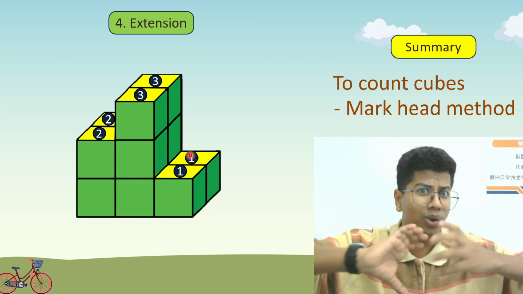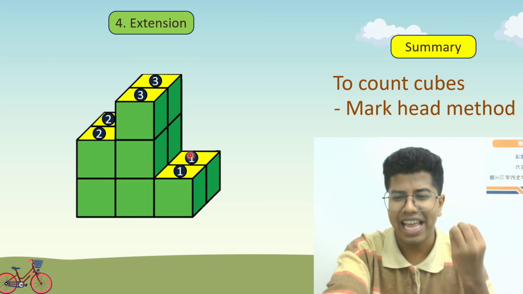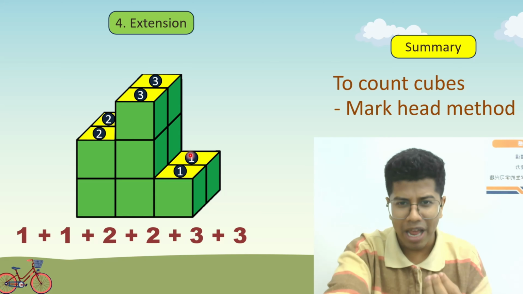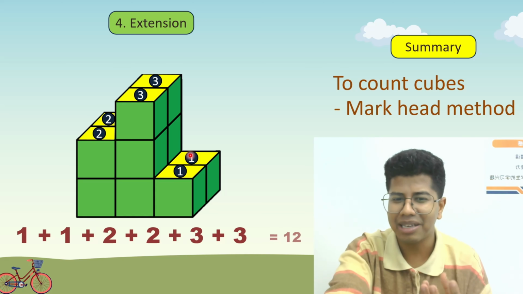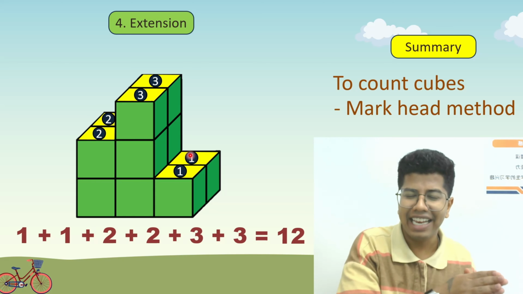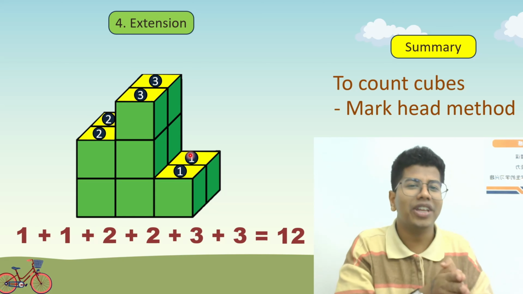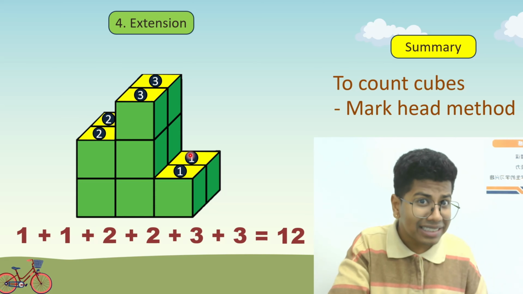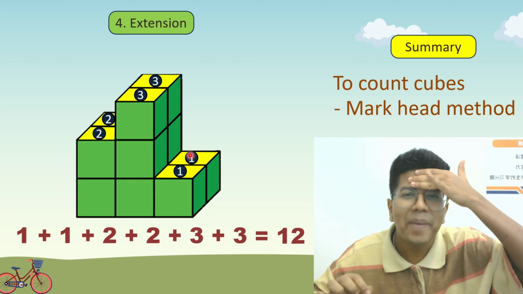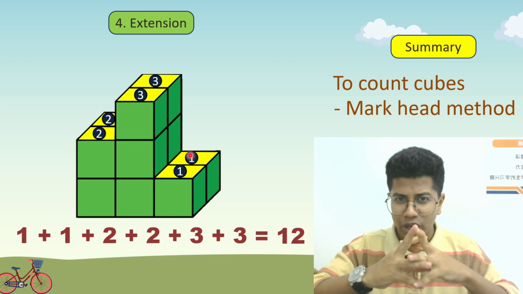How to find out the total number of cubes? Just add them. So let's add 1 plus 1, 2 plus 2 and 3 plus 3, which is in total 12. So here we can get the answer directly to find any number of cubes. The method that we use is called the mark the head method. So understanding this, we have mastered the topic well.